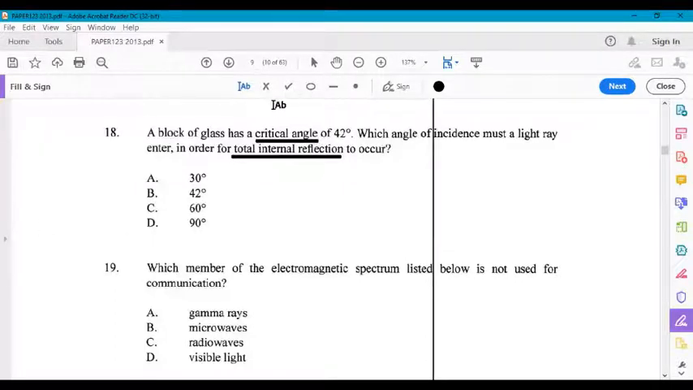So the one that we're looking for, that's going to give that effect that looks like reflection, looks like it went in and then bounced off, is going to happen when the angle of incidence is 60 degrees, okay?